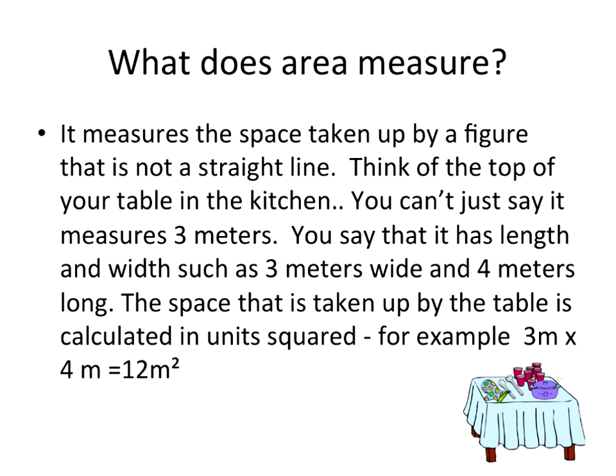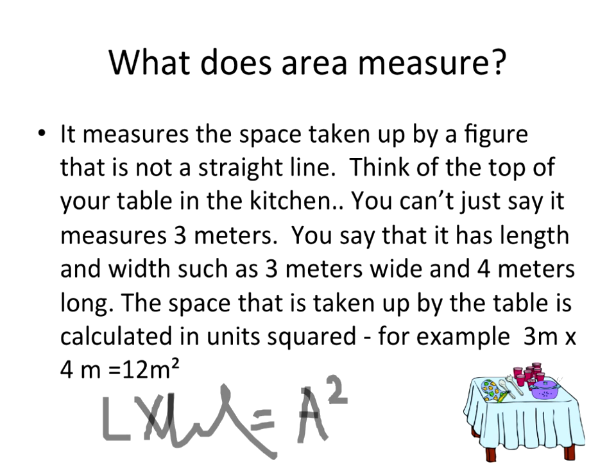So the top of your table in the kitchen is the same. So you can say that it has length and width such as 4 meters wide, or 3 meters wide and 4 meters long. The space taken up by the table is calculated in units squared. So for example, it's the length times the width equals the area, and that's what we know is our area. Anybody want to argue with that one? I don't. This is stuff that's just a reminder from grade 6. So we know that length times width equals area. All right? And that area is always in units squared if we're doing length times width.